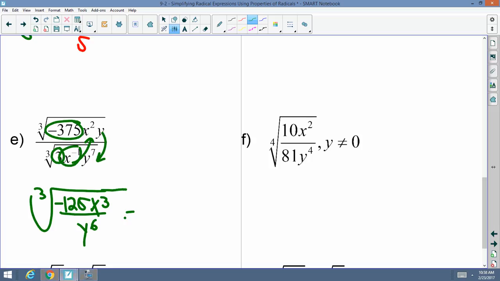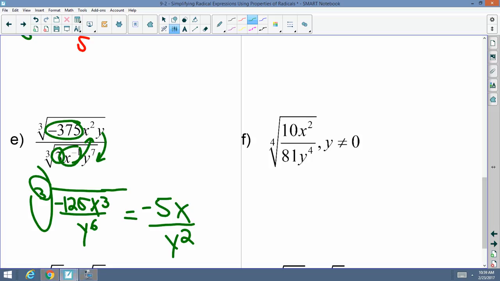So now, what do you got? Negative 5, beautiful. X over y squared. Heck yeah, good job, guys. No, because this is an odd root. No absolute value needed.